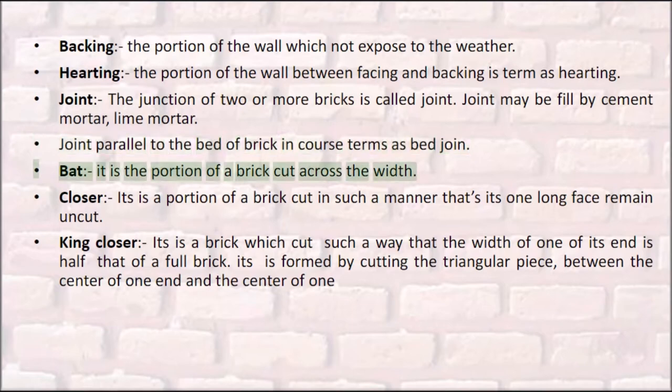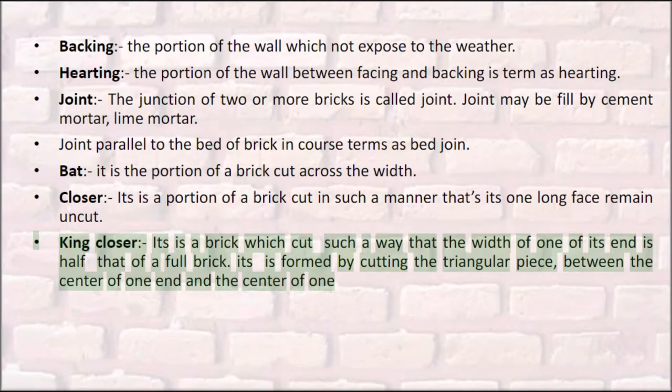Bat, it is the portion of a brick cut across the width. Closer, it is a portion of a brick cut in such a manner that its one long face remains uncut. King closer, it is a brick cut in such a way that the width of one of its ends is half that of a full brick.